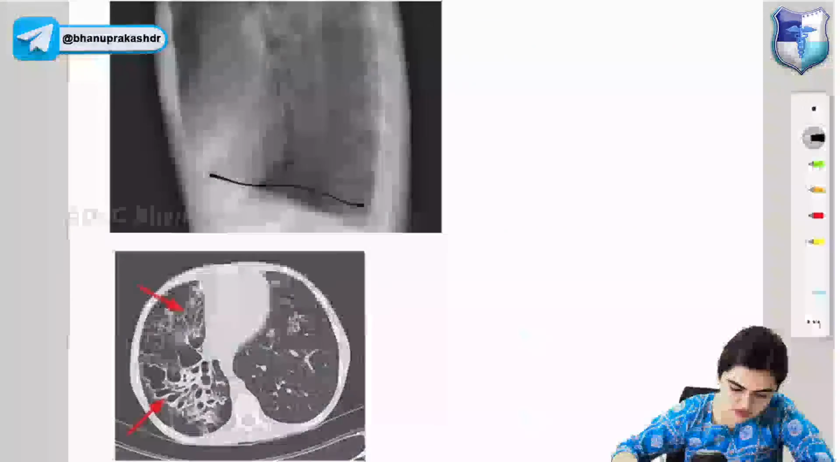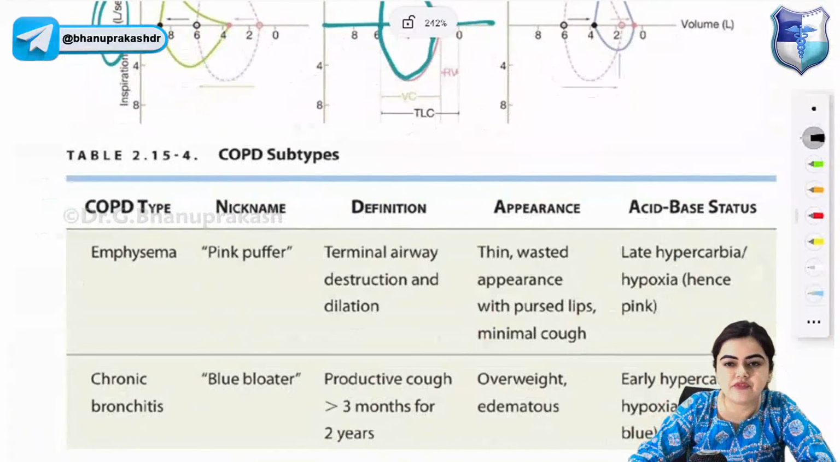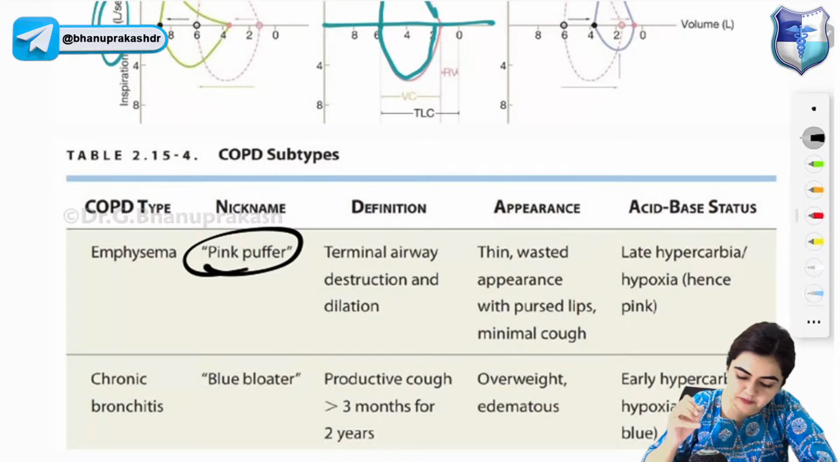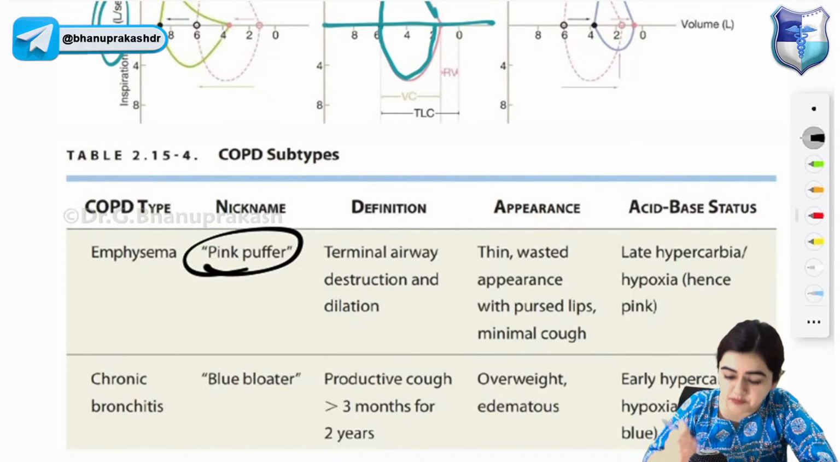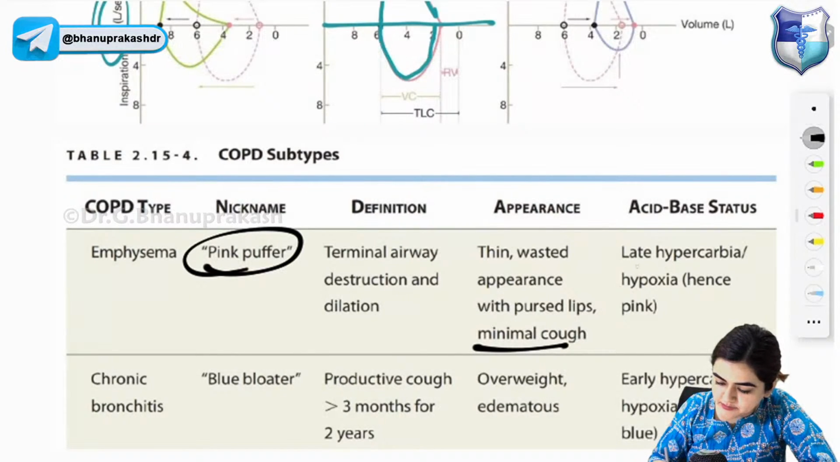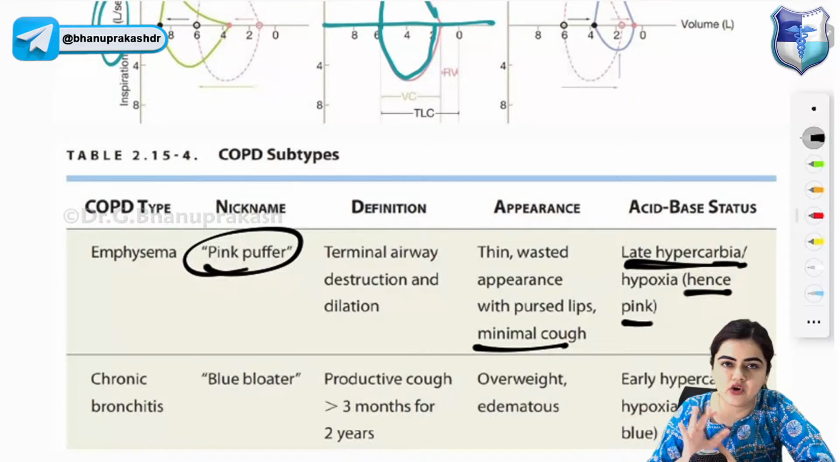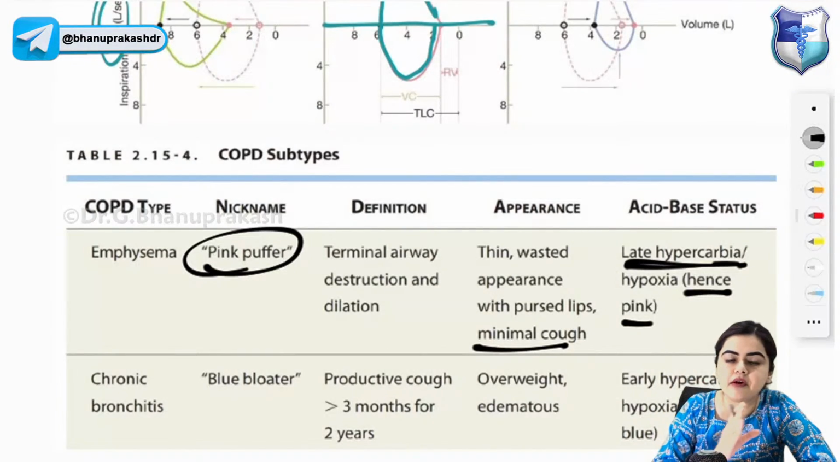Okay. Let me just show you the table. The two types of COPD are emphysema and chronic bronchitis. Emphysema patients are known as pink puffers. In emphysema, there is terminal airway destruction and dilatation. The appearance of the patient in emphysema will be thin, wasted, with pursed lips and minimal cough. Acid base status will show late hypercarbia or hypoxia, so the patient will be pink. So hypoxia and hypercarbia is a late finding of emphysema. Here you will get a pink appearance of the patient. There will be no cyanosis.